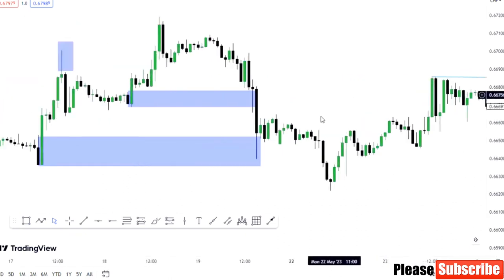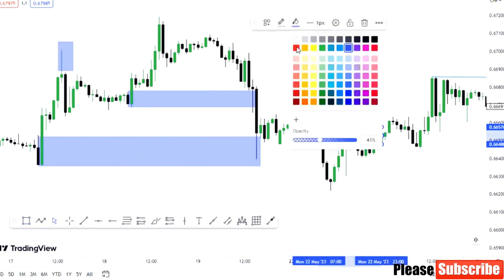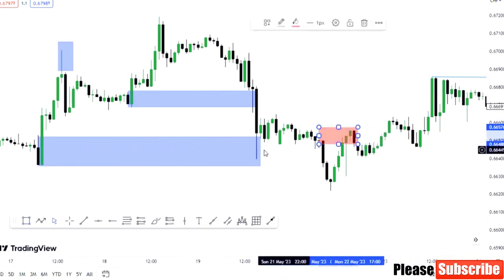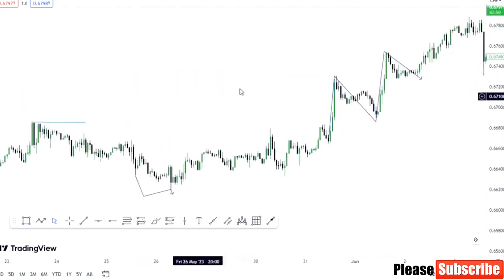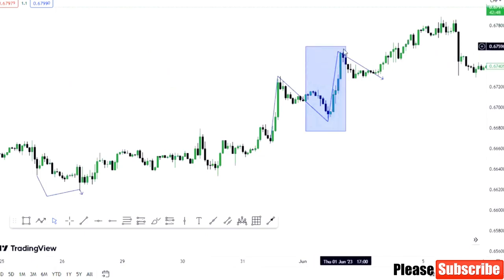Now if we look over here, we also have this supply zone where we have this base, and what happens, the market does not respect it. The market does not respect it because it's a weak low. We have a weak low here, and then we have weak highs over here. And like I said, if you look over here, you can see that we have strong highs.